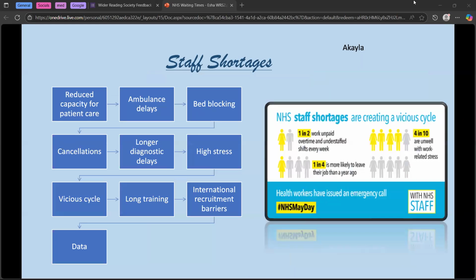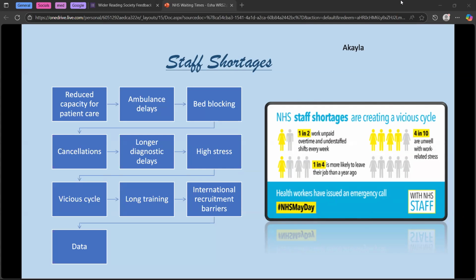So the first reason for the waiting list is staff shortages, starting with reduced capacity for patient care, which is when there are fewer staff, so fewer appointments can be carried out, fewer surgeries because there aren't enough doctors, nurses, or allied health professionals, and the NHS can't run all the available clinics and theatre lists or diagnostic services. This leads to backlogs increasing as patients continue to be referred, but fewer and fewer are treated or diagnosed as they need to be.